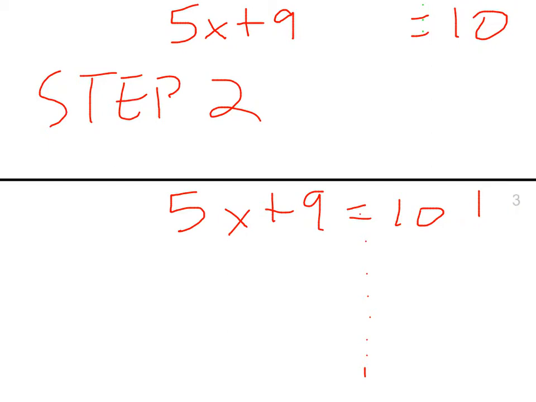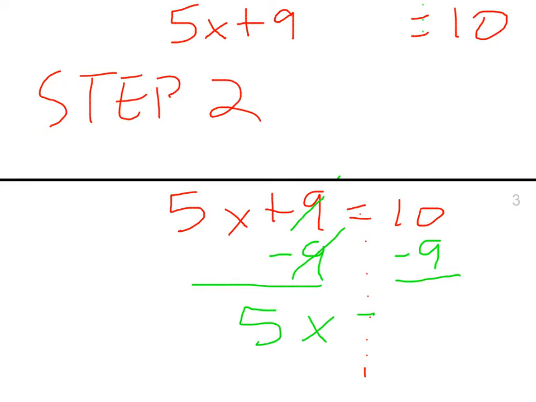Alright. So what I'm going to do is I need to move that 9 over because I want to get X by itself. So I'm going to subtract 9 from both sides. So these 9's will cancel, and that's why we did that. So we'll be left with 5x equals 1. Alright, so now we did the addition to move, or the subtraction, because we moved everything to one side.